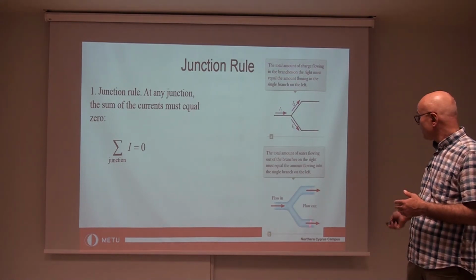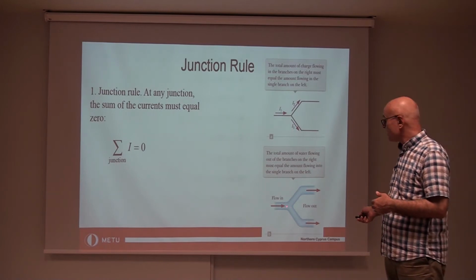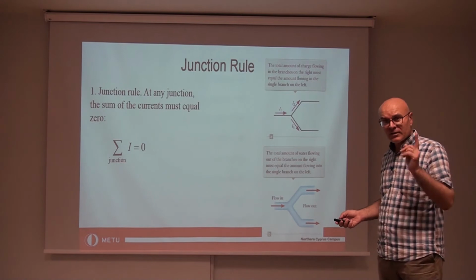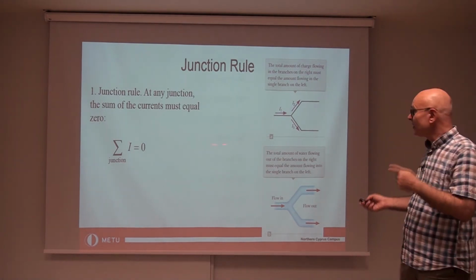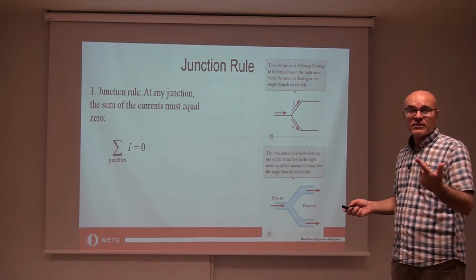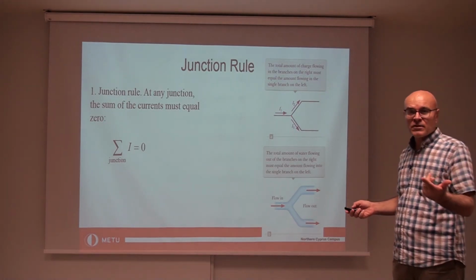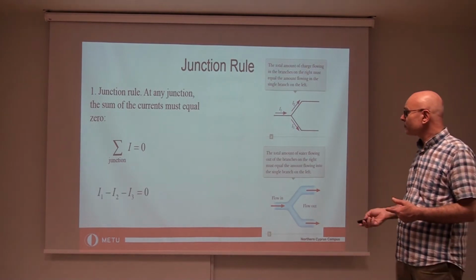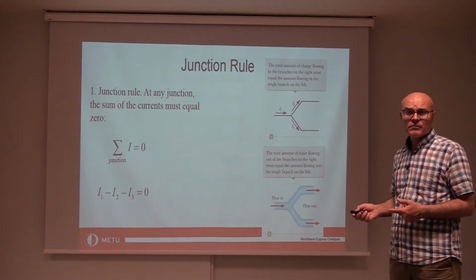Evidently, the amount of water, or the flow of water, here and here should be equal to the flow of water into this point. So this is a reflection of the conservation of charge, and keep in mind the sign convention. When the current is coming into a junction, we consider it positive. When it's leaving a junction, we consider it negative. So here, this is how it looks.